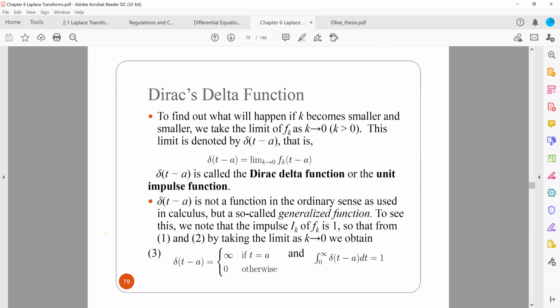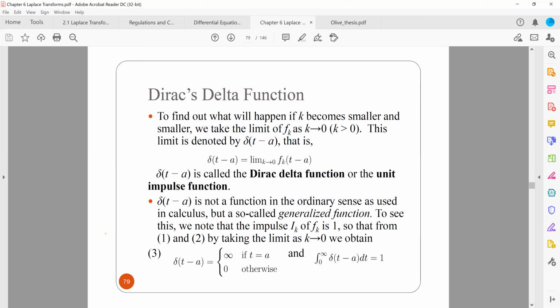Anyway, so when we take the limit, as k tends to 0, we will denote it by delta(t minus a). This is what is referred to as the Dirac delta function, or the unit impulse function. This is the one that usually has a magnitude of infinity if t is equal to a, and it's 0 otherwise.